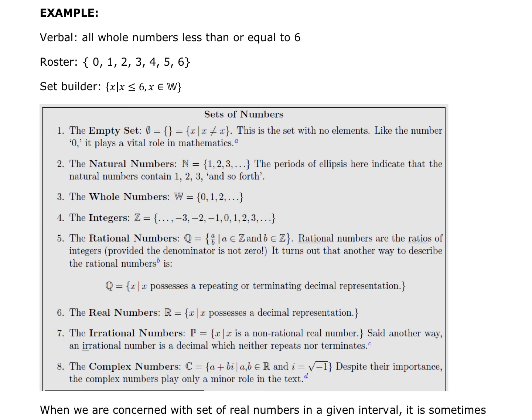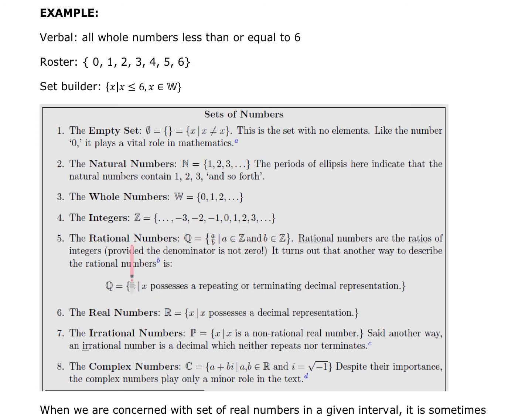Whole numbers is if you have an older sibling or cousin that says, hey, you want 0 pieces of candy, and you get all excited and you realize 0 means you don't get any candy. Integer is the next one. It's a Z. And so we have the integers, which are -3, -2, -1, 0, 1, 2, 3.